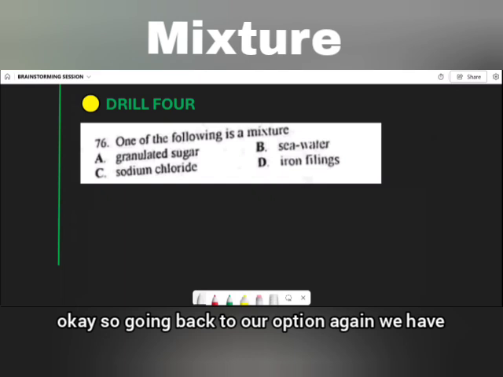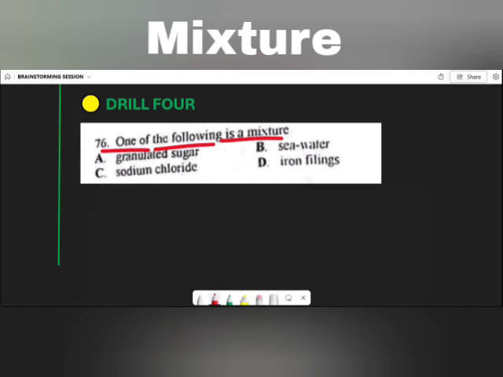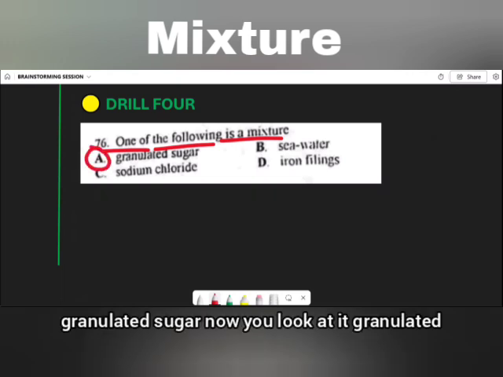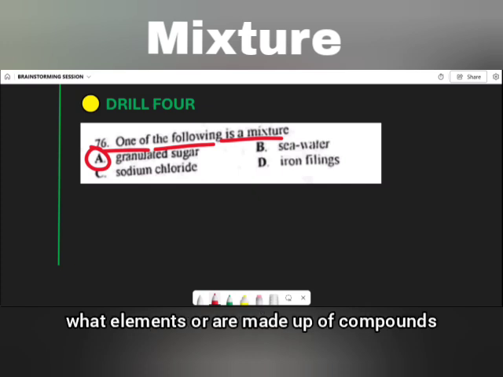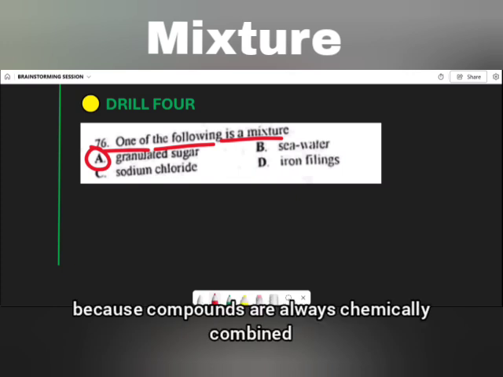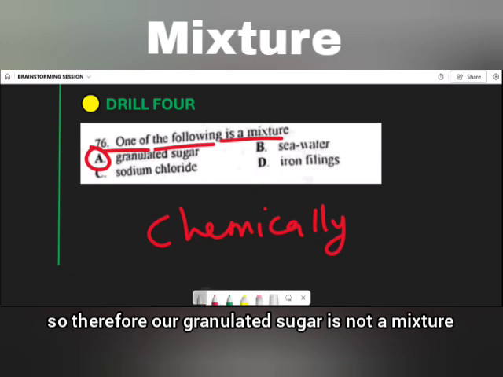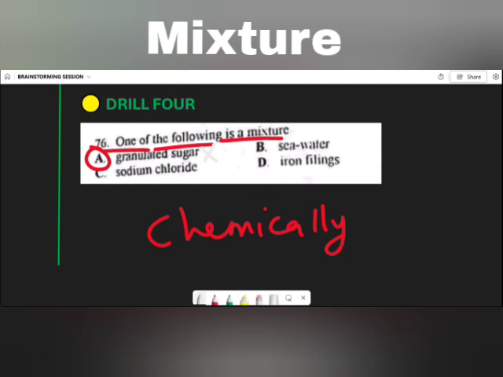Okay, going back to our options, we have that one of the following is a mixture. Let's pick option A, granulated sugar. If you look at it, granulated sugar is made up of what? Elements, or compounds. And you know that a mixture can never be a compound, because compounds are always chemically combined. So therefore, granulated sugar is not a mixture.